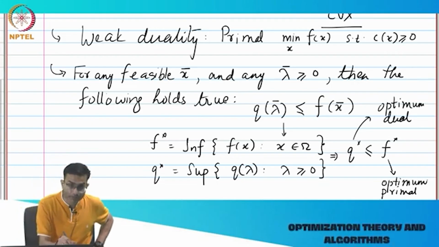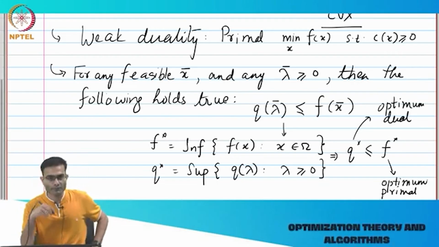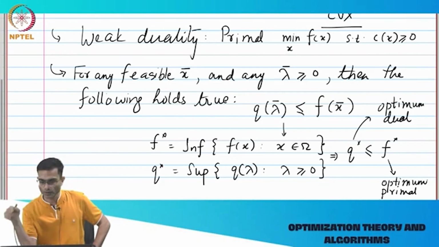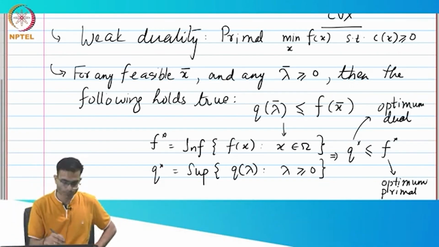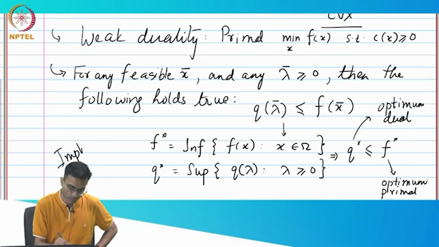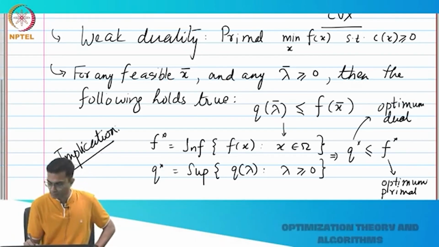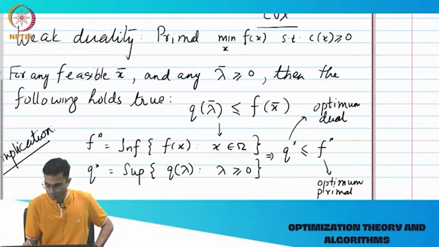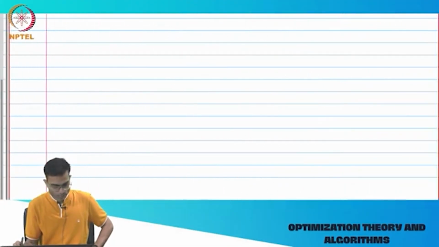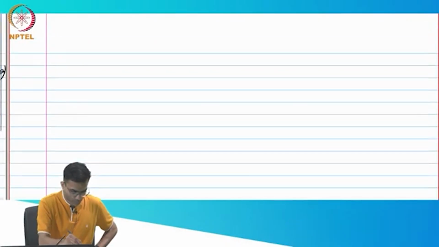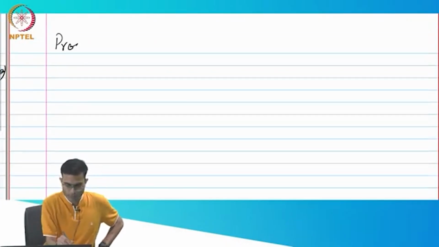This is a very, very important result in duality. Why is this statement true? I'll prove it now. I thought I'd first give you the implication, and then we'll get to the proof. The proof is actually also very simple. So let's look at the proof of this.